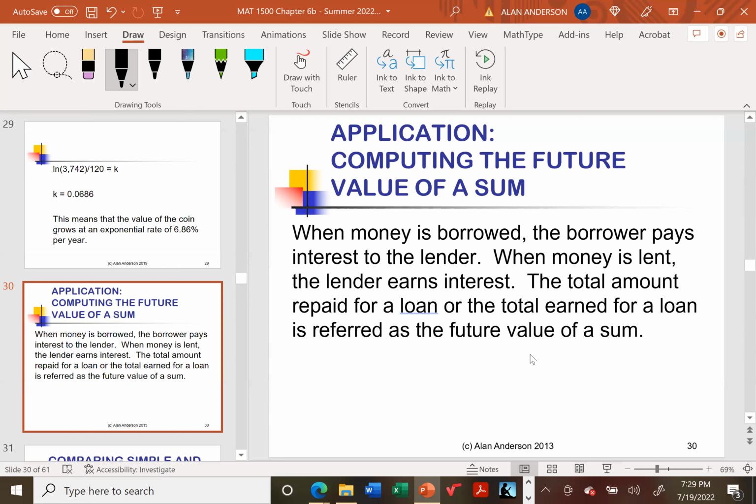So if you're borrowing money, the amount of money you'll pay back in the future is called the future value of the sum. Or if you're saving money, let's say you're putting money in the bank and you want to know how much your balance will be in the future, that is also known as the future value of the sum. So the future value is what a sum of money is going to be worth in the future.